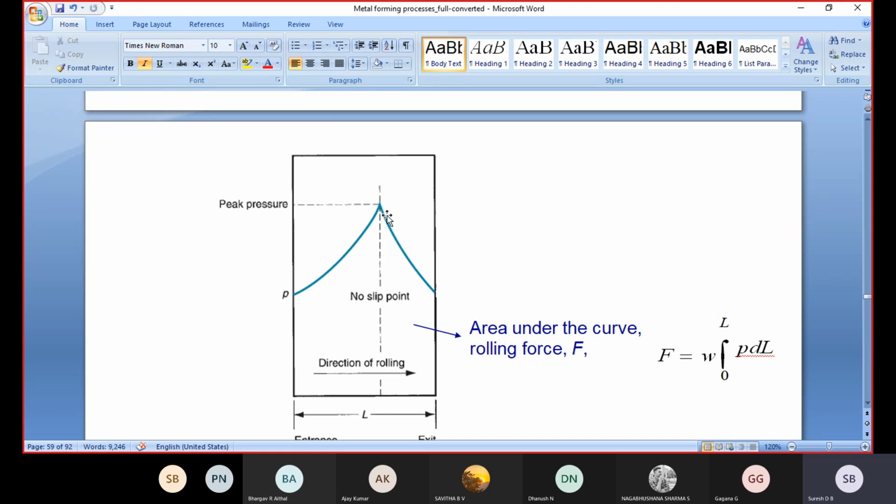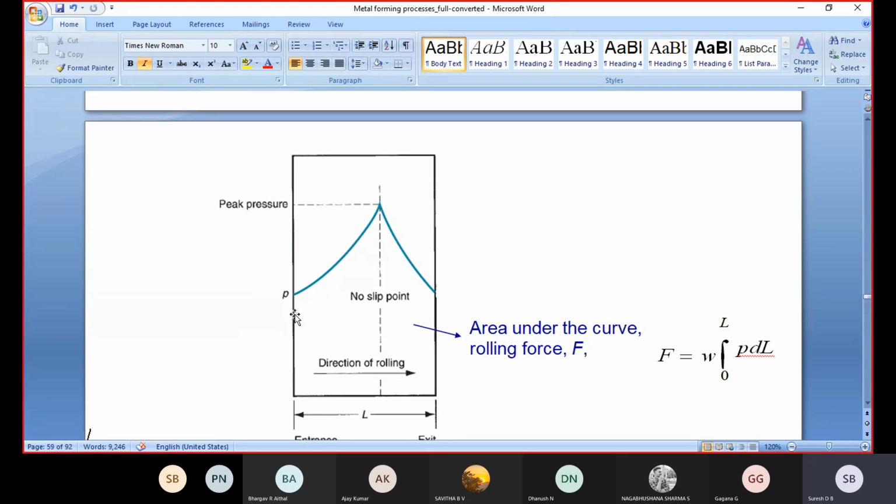After complete compression of the material, the load curve decreases up to the exit point, because here most of the material is already compressed. There is no need to apply the maximum force or load, so the curve decreases up to the exit point. This curve indicates that the entry point and exit point require the same force, and exactly at the center the maximum amount of force is required.